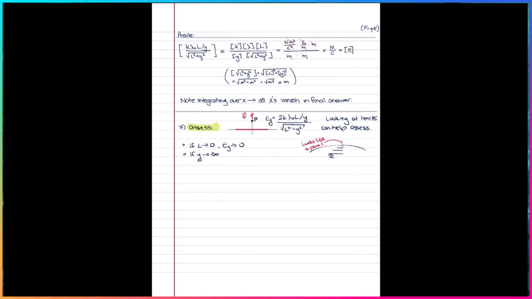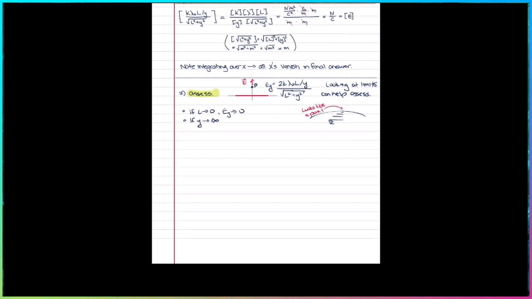So I know the E field for a point charge should be kq over, in this case, y squared. Does this more complicated formula actually become that? Well, let's take a look.